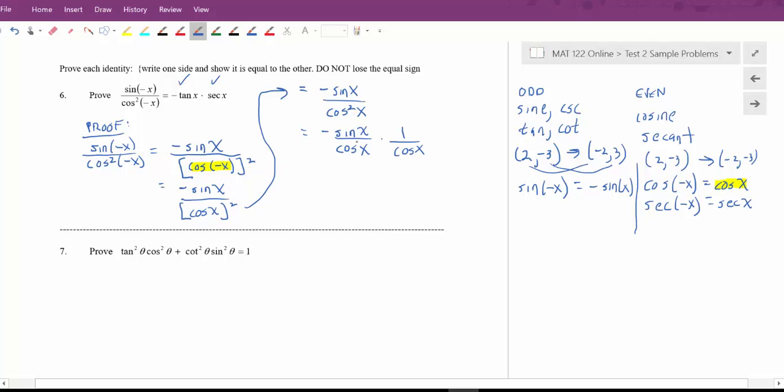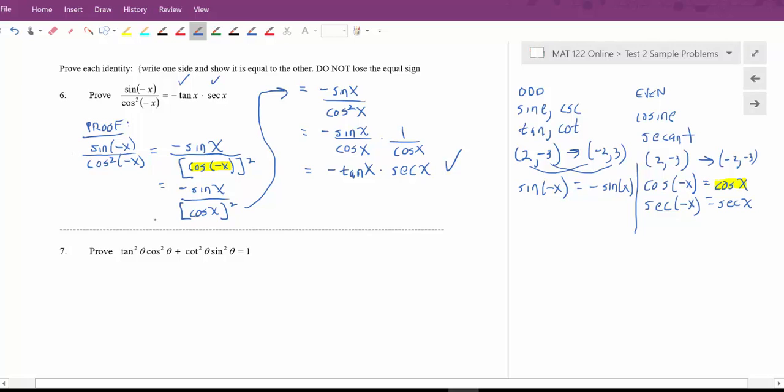Okay. Then this is the tangent, and then this is the secant. So we're done. You replace sine over cosine with tangent because you have an identity that says so. 1 over cosine is the secant, and then you have proved it. Now that's a really nice, elegant mathematical proof.